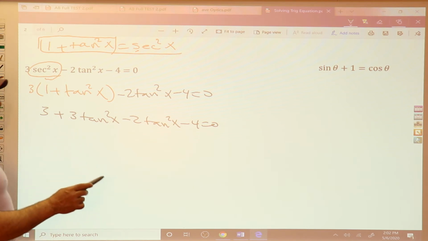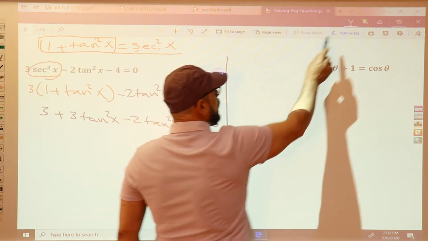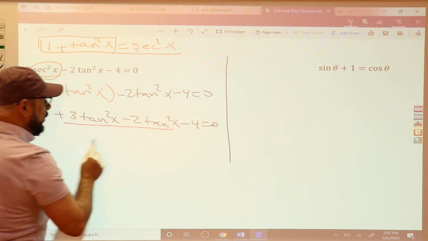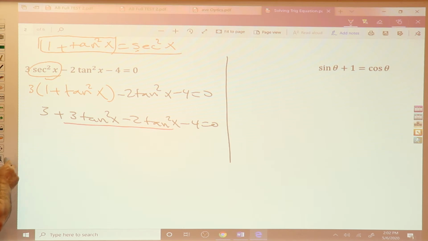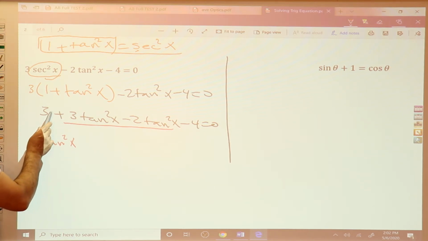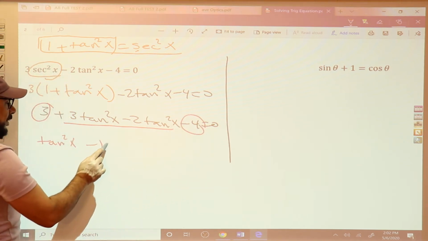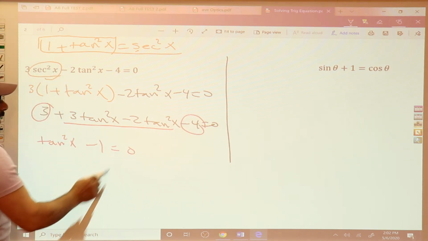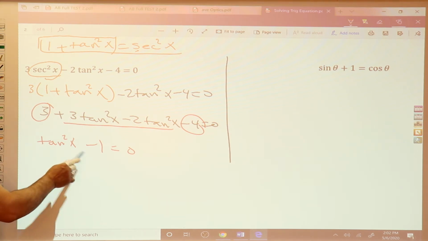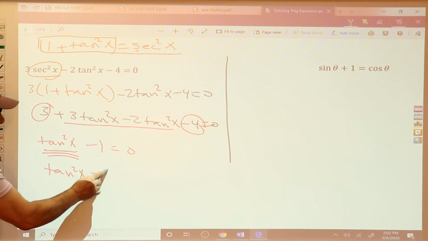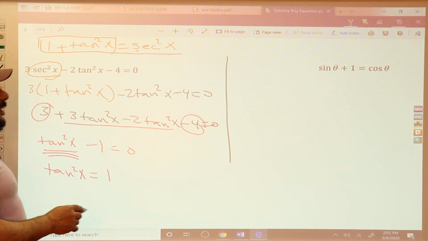Guys, what we have to do now is combine the like terms. This and this: 3 tan square x minus 2 tan square x. And here what do we have? 3 minus 4 is minus 1. And this equals 0. Then isolate this guy: tan square x equals 1. Take the square root.